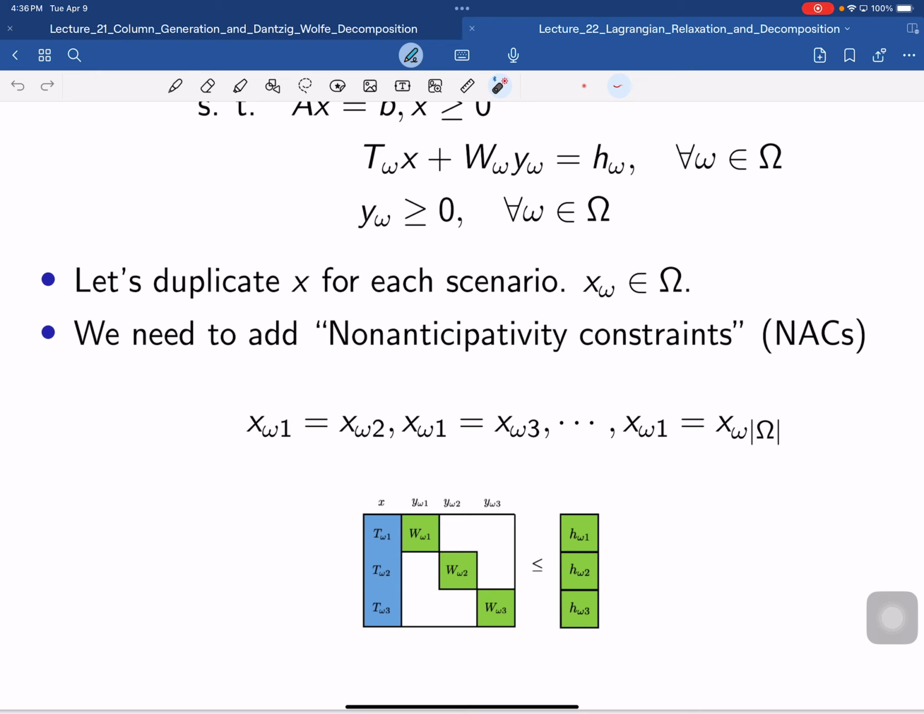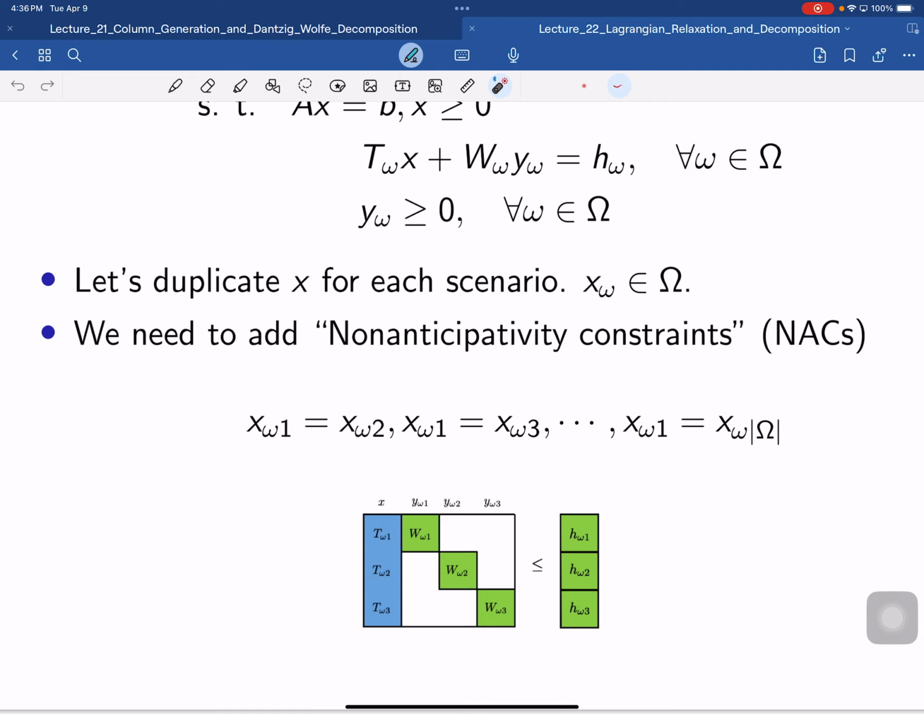So here the NACs we add are: the first scenario has to be equal to the second one, then the first one equal to the third one, and so forth. The first one has to be equal to the last scenario. Essentially, the decisions you made for each scenario are equal to the first scenario. Right? That's what the NAC does.